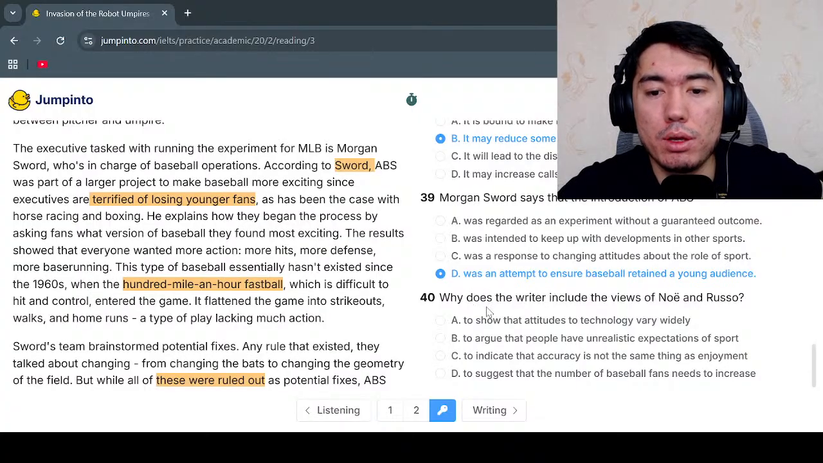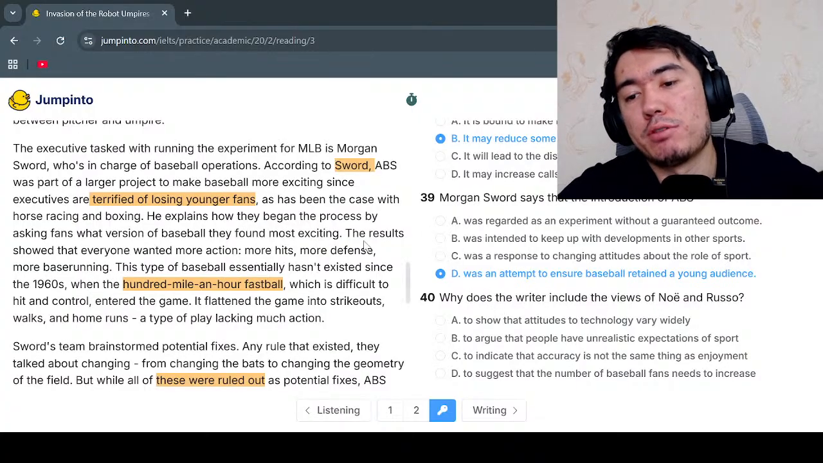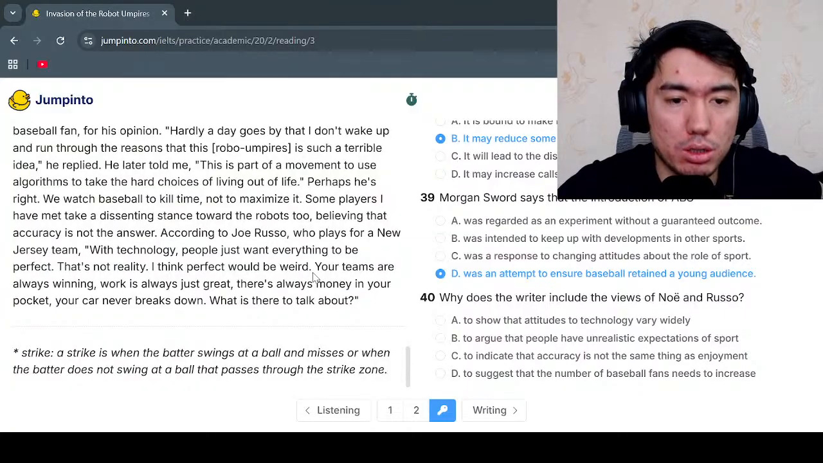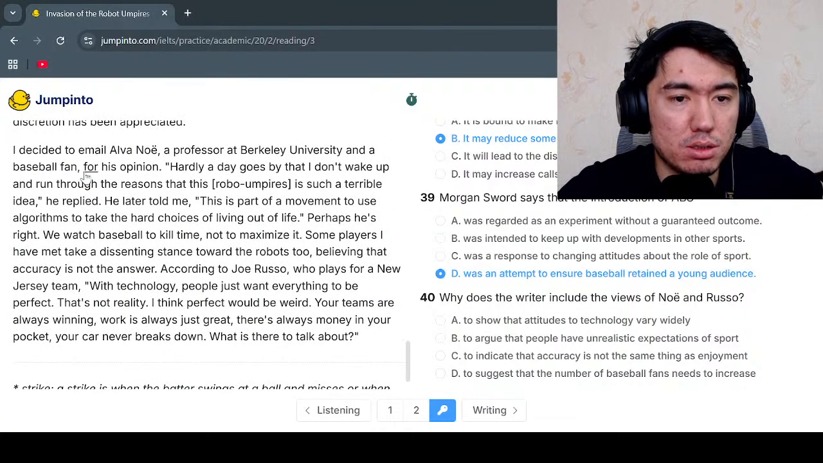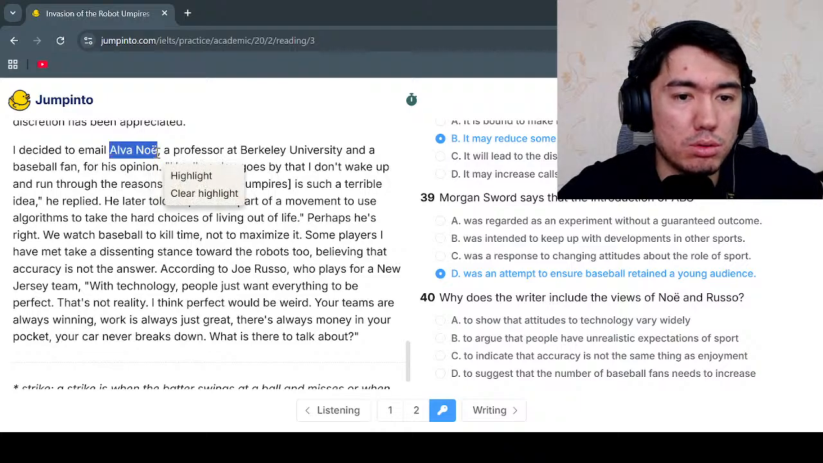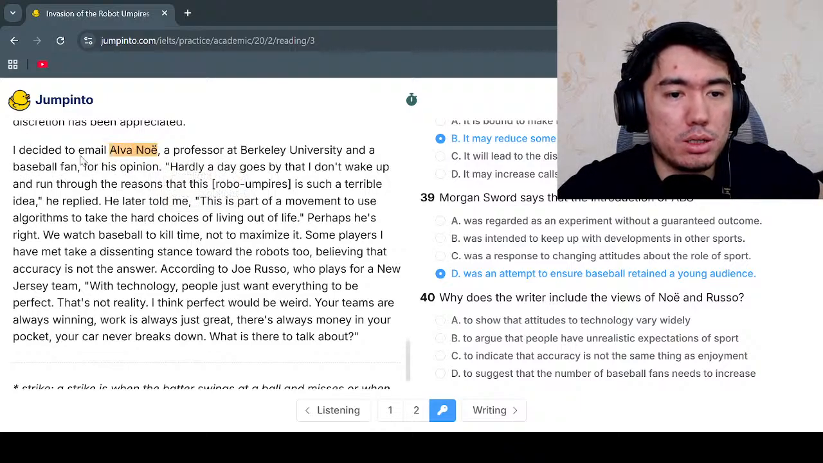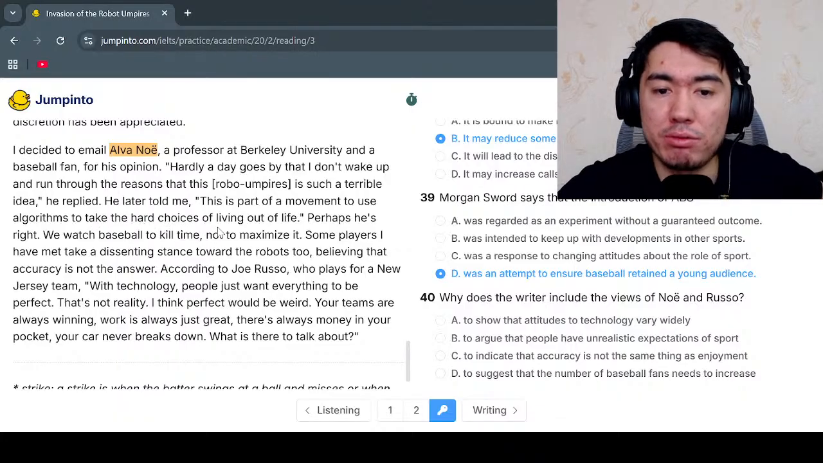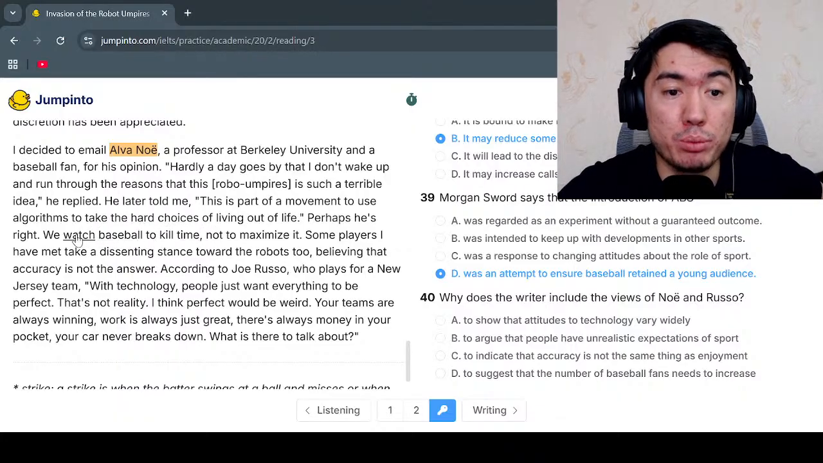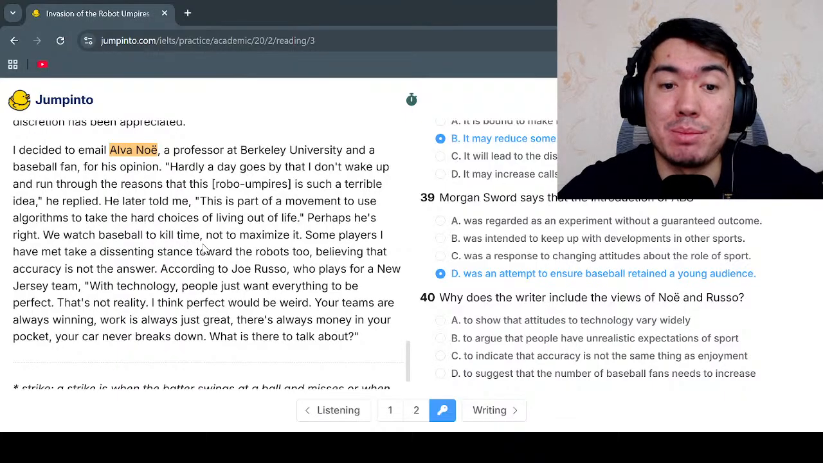That was their goal. Why does the writer include the views of Noe and Russo? I'm assuming they're in the end. I decided to email this guy. Hardly a day goes by that I don't wake up and run through the reasons that this robot empire is such a terrible idea. He later told me this is part of a movement to use algorithms to take the hard choices of living out of life. Perhaps he's right. We watch baseball to kill time, not to maximize it.